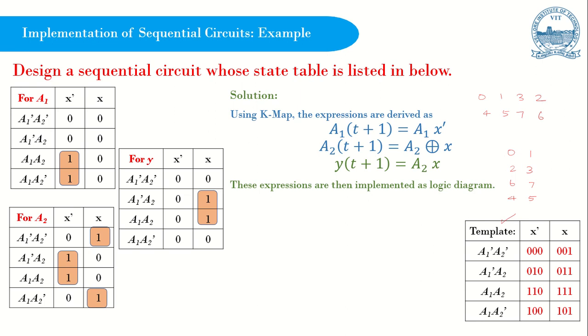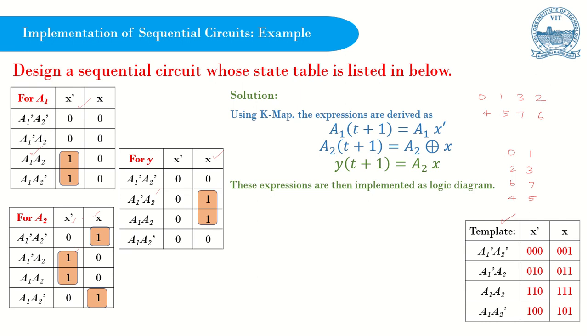So as we have done in the previous case, the mapping and grouping is done in the same way, and we express the next state of A1: for this group, A1 and x bar, okay, A1 and x bar for A1 of t plus 1. And if I consider A2, I'll get here A2 x bar plus x A2 bar, which is nothing but A2 XORed with x. And if I consider Y, then it is A2 x. So A2x is Y of t plus 1.